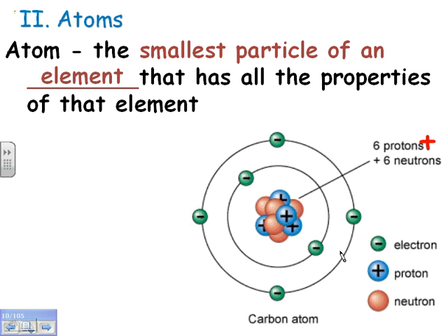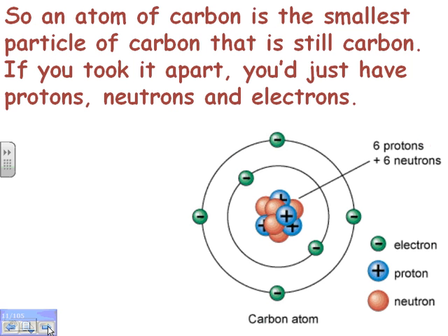If you look at the negatives, 1, 2, 3, 4, 5, 6, if you have 6 protons, you're going to have 6 electrons in a neutral atom. And so you are going to guess your number of electrons based on the number of protons. So an atom of carbon is the smallest particle of carbon that is still carbon. If you took it apart, you'd have just protons, neutrons, and electrons. If you lost one of your protons, then again, it wouldn't be carbon, it would be boron.